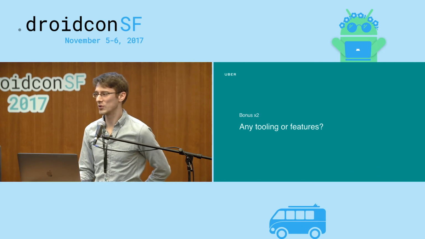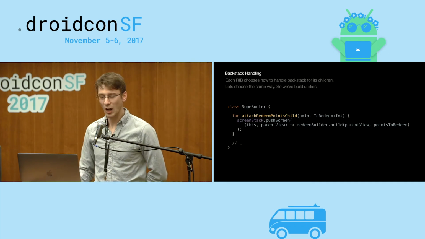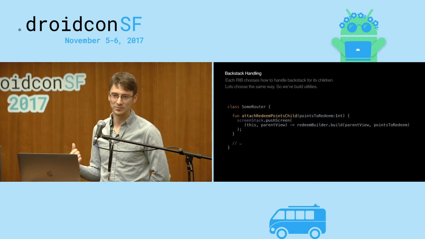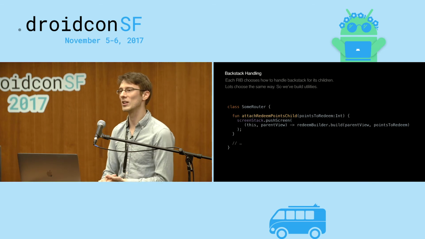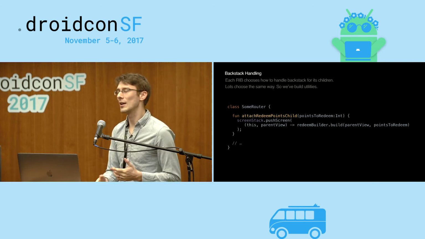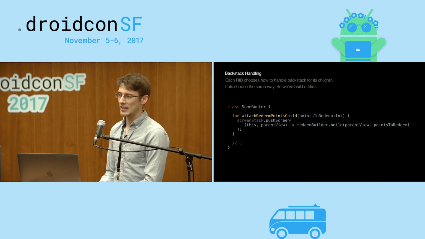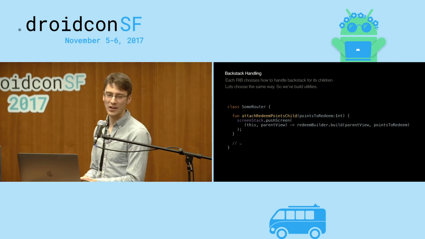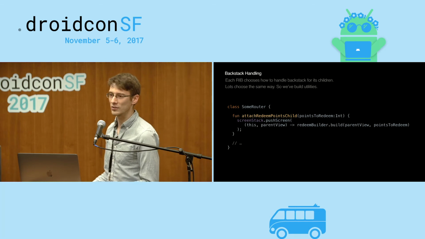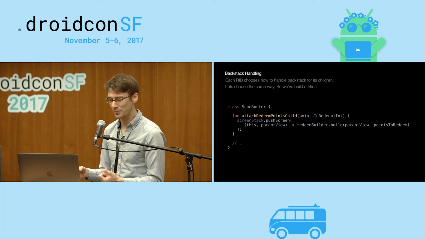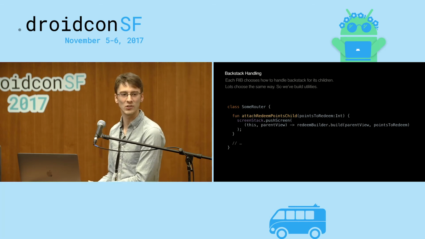Okay, so let me talk about 4 tools. I'll start by talking about backstack support. We don't have backstack support. Okay, we kind of do. The RIB framework does not have strong opinions about backstack handling. Each RIB gets to choose how to pass on back-click events to its children, but there are common patterns, and we decided to concretize, to build those patterns out as optional extensions to the RIB framework.